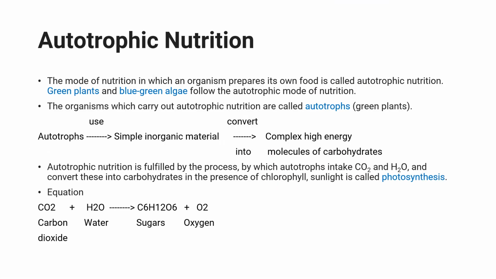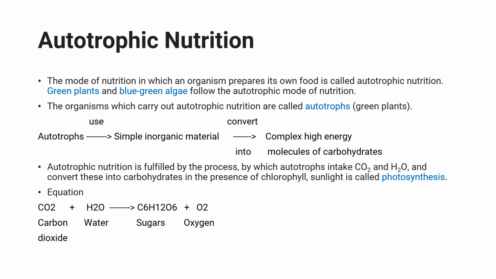Let's look at autotrophic nutrition. The mode of nutrition in which an organism prepares its own food is called autotrophic nutrition. Green plants and blue-green algae follow the autotrophic mode of nutrition. The organisms which carry out autotrophic nutrition are called autotrophs, usually green plants. So autotrophs use simple inorganic material and convert it into complex high-energy molecules of carbohydrates.